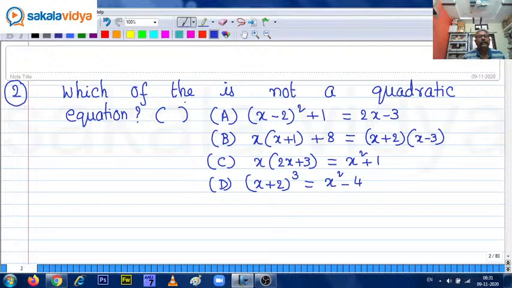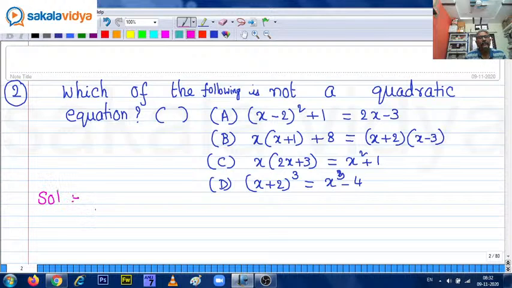Which of the following is not a quadratic equation? Option D is x cube minus 4, right? So we need to simplify A, B, C, D. Whichever is not in the form of ax square plus bx plus c equals 0 is not a quadratic equation. So let us simplify the first option.